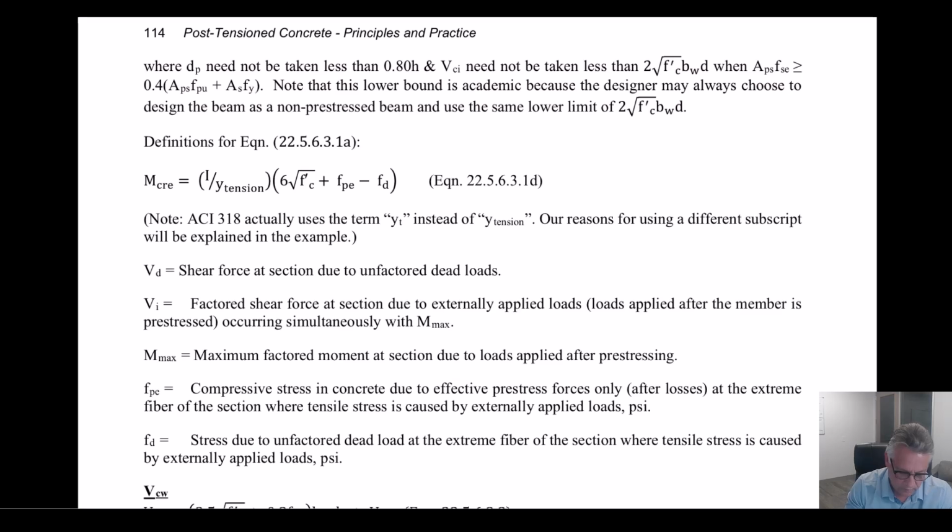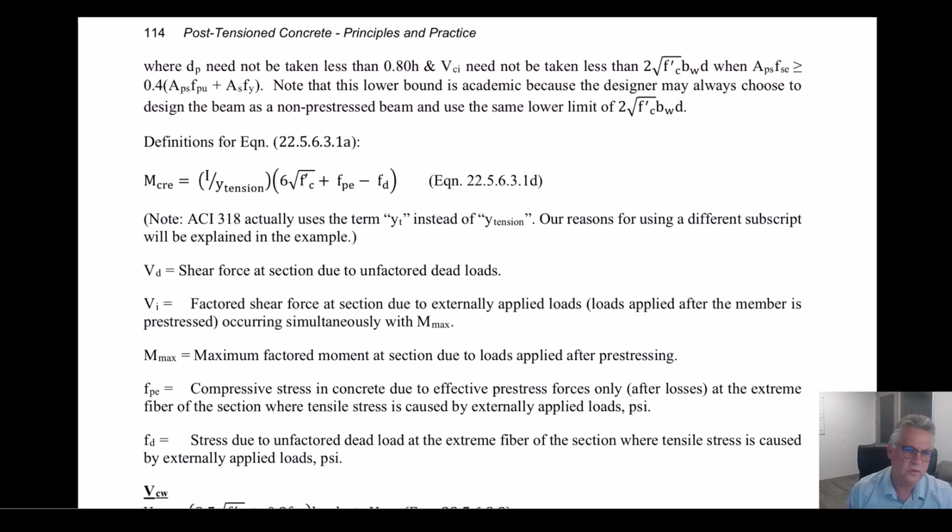So this is the messy thing. Effective cracking moment. This equation is trying to figure out at what moment you can expect cracking in the beam. Remember, this is the VCI equation, and it was based upon them seeing inclined cracks in the beam. So need to know when it's going to crack. Okay. Be careful. In the code, this is just written as YT.